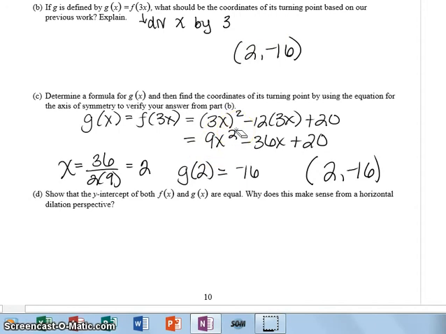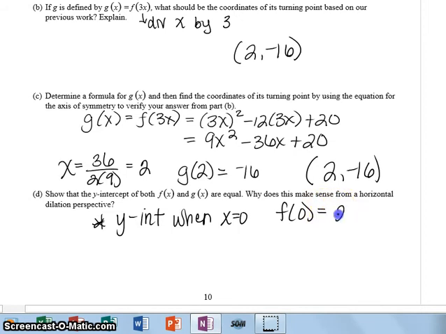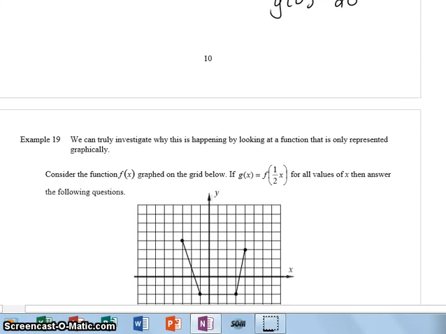Part D, show that the y-intercept of both f of x and g of x are equal. Why does this make sense from a horizontal dilation perspective? All right, so y-intercept, you have to memorize this from the last unit. You know that's when x equals 0. So if I find f of 0, you go back to your f function, plug in zeros, you get 20. Okay? The g of 0, remember this is my g function right here in part C. I plug in a 0, I still get 20. So what is it proving? That the y's aren't changing, only your x's are.